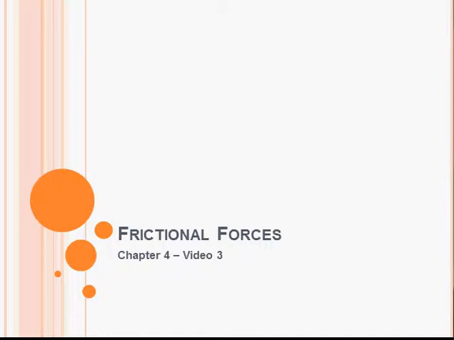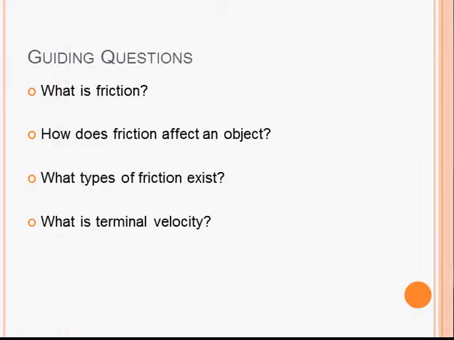Today we're going to be talking about the idea of frictional forces and how they can influence an object's motion as it experiences other forces as well. So in this video, what we're going to be talking about is, first of all, what exactly is friction? Why does it happen? How does friction affect an object? What will it do to the object as it travels across a surface? What types of friction actually exist, and what is terminal velocity? So keep those four questions in mind as we move forward here.